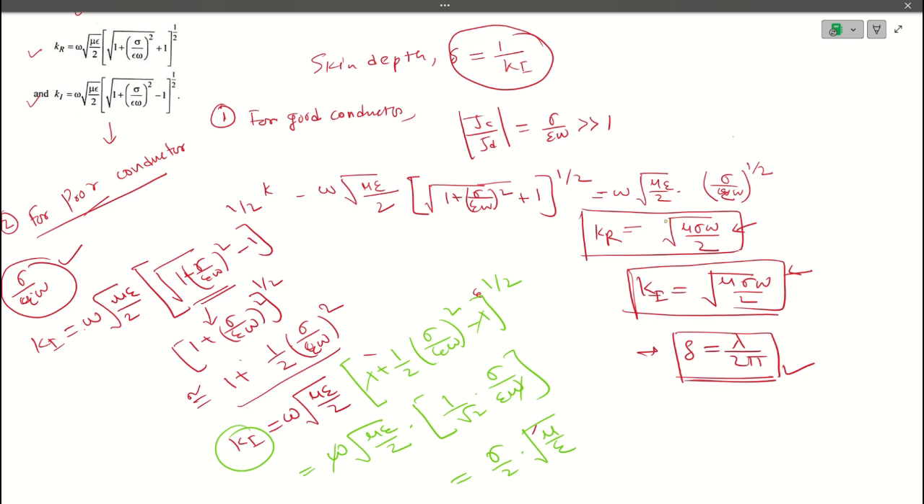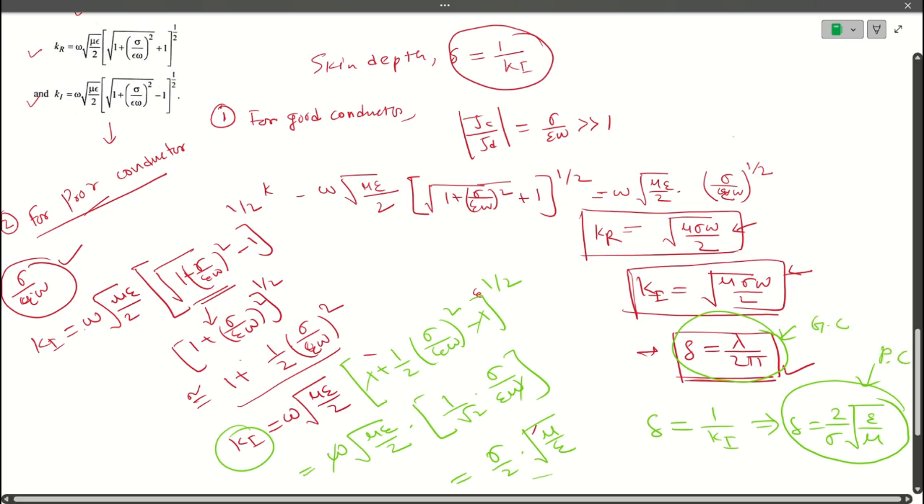Now the skin depth is defined for a poor conductor, or for any conductor, as delta equals 1 by ki. So here ki is this value. So delta for a poor conductor will be 2 divided by sigma times root over epsilon by mu. So this is the skin depth for a poor conductor, and the other one is the skin depth for a good conductor. Okay, so this is the answer.